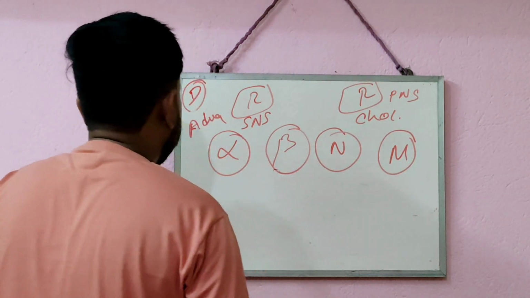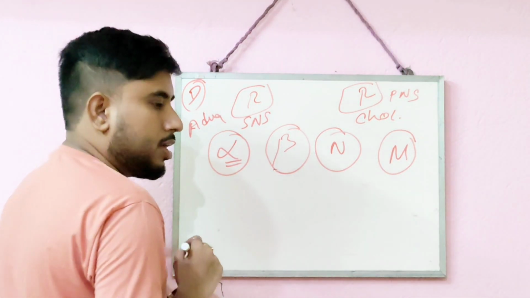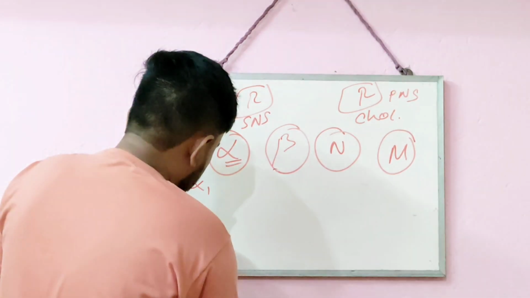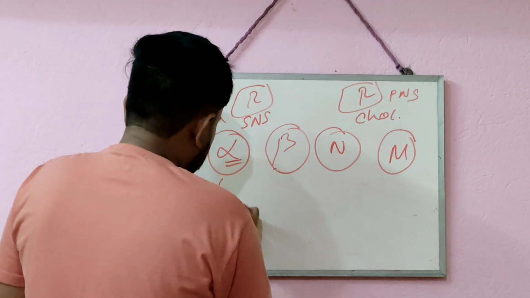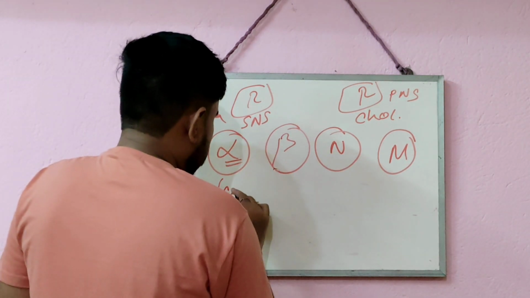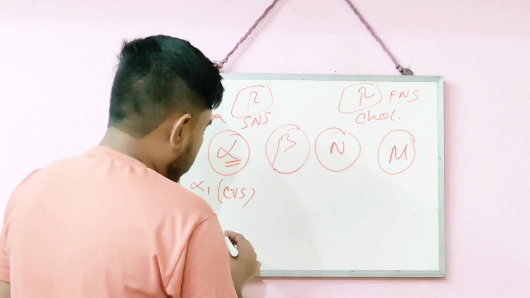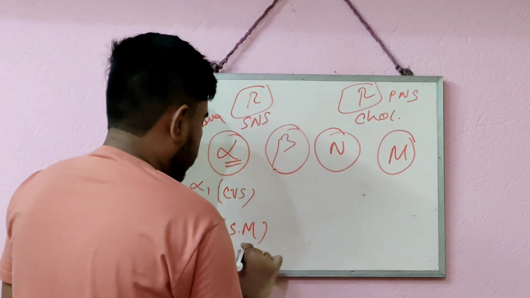So first we will start with alpha adrenergic receptor. Alpha adrenergic receptor has two types. One is alpha 1 and the second one is alpha 2. Alpha 1 is generally present in the cardiovascular system, generally in the heart, and alpha 2 is generally present in the skeletal muscle.